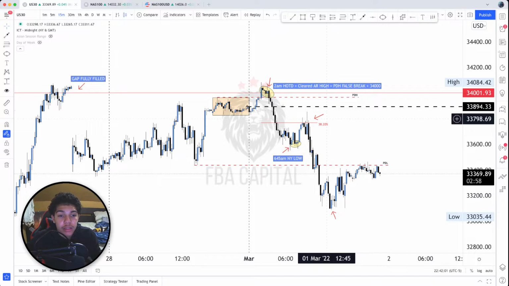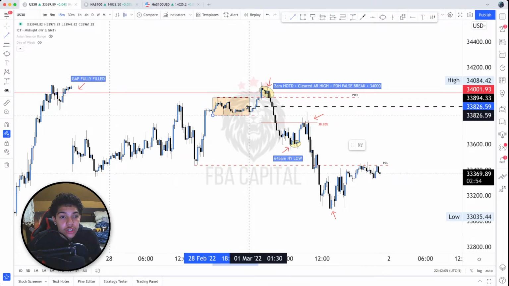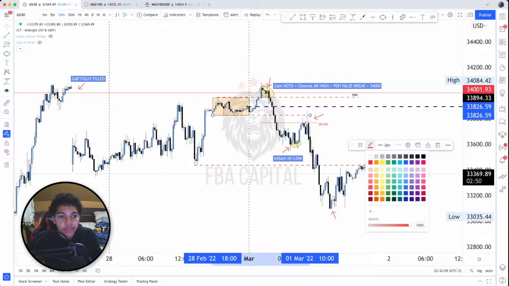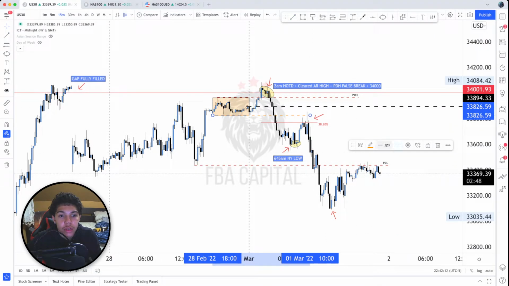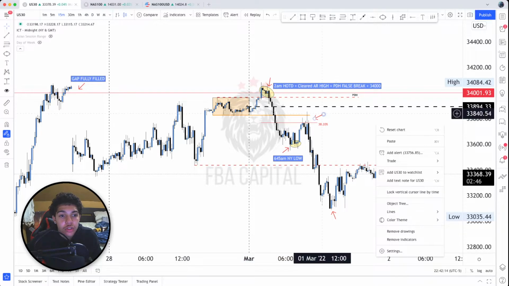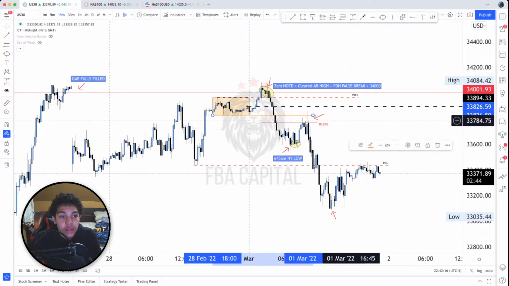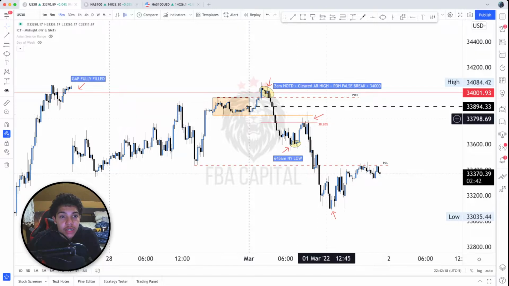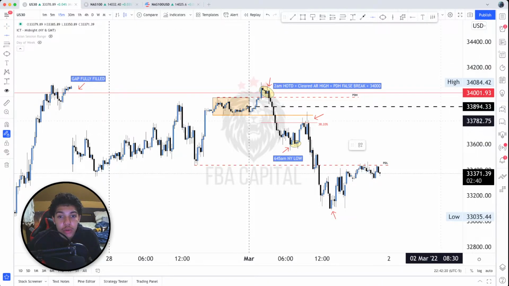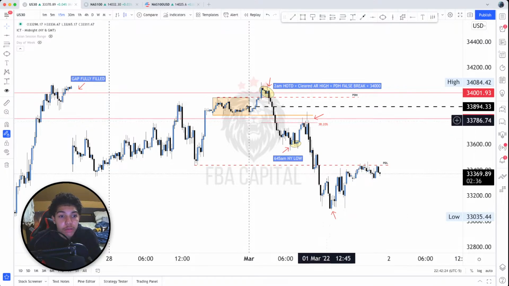So for one, we had this fib short, but we also had, if you look at this Asian session low and draw a line all the way over, I'm going to make it orange, a straight line. So the Asian session low got retested into Asian session low, but then again, look where we are in price. We also retraced into the 33,800 big figure level.